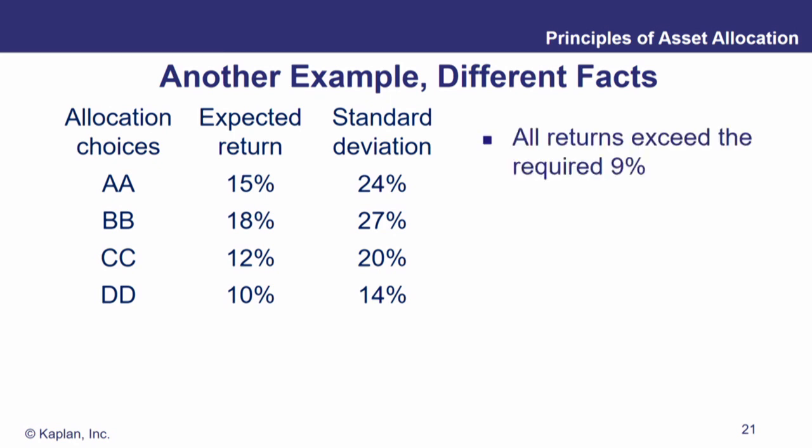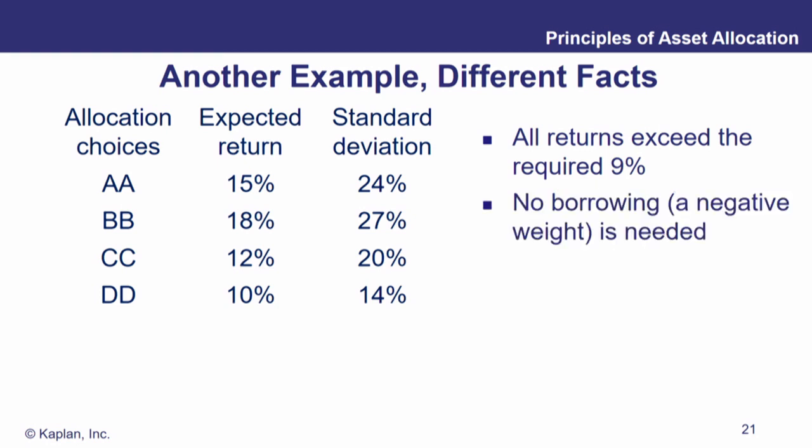Okay, so notice, first of all, the returns exceed the required 9%. All right, so that's the good news, right? They want to earn at least 9%, so all 4 qualify in terms of that. No borrowing or a negative weight is needed. So we're assuming here that all of the weights that go into these allocation choices have weights greater than or equal to 0 in their respective asset classes within each allocation choice.